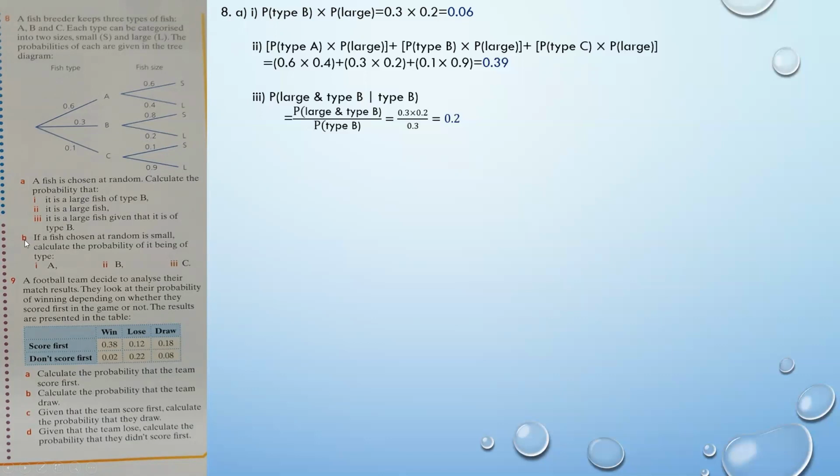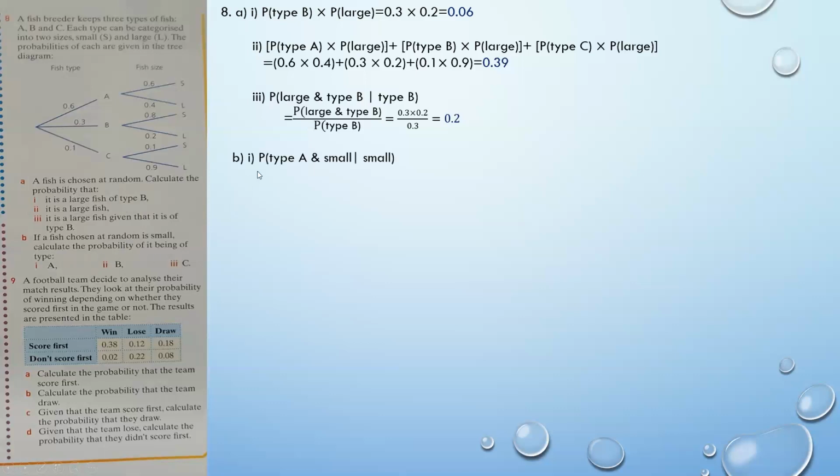Now look at question B. If a fish is chosen at random, it's small. This one is telling you they are small. So this small can be from A, from B, from C. This is a condition right there. This is a small fish. It can be from A small, from B small, from C small. And then the question asks for the probability that it is from A.